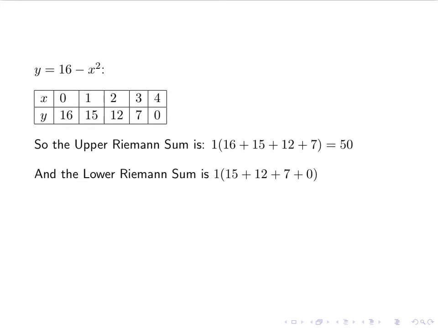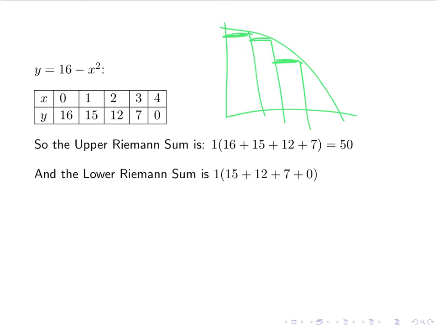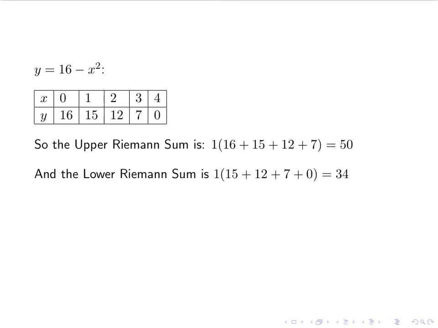And then I'm going to do the same for the lower Riemann sum. So again, for that lower one, we're going to have the 15, and then the 12, and then the 7, and then the 0. So I'm taking these values, and again, those are just the lower of the 2 consecutive numbers. When I add all those together, I get 34. And again, the lower Riemann sum is always a lower estimate. The upper Riemann sum is an upper estimate. So I know that the actual area is somewhere between those 2 values.